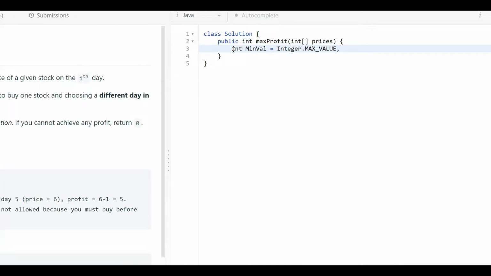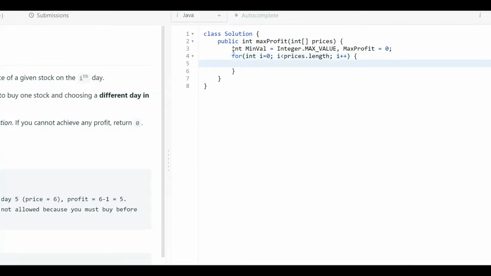Next thing we are going to store is the maximum profit, that is our maxProfit, and initially it would be 0 as discussed in the explanation. Now we are going to iterate over our array to generate the maximum profit. So for int i equals 0, i is less than prices.length, and i plus plus.